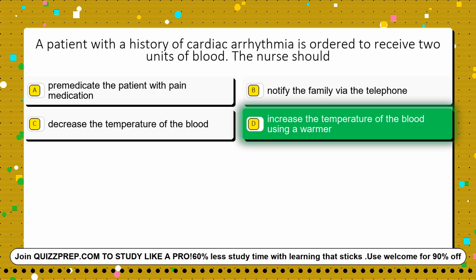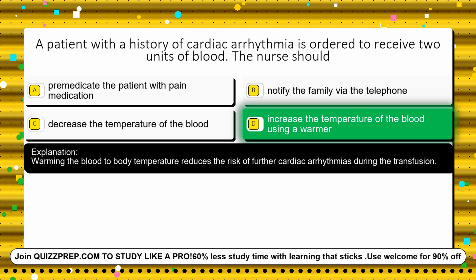The correct answer is option D. Increase the temperature of the blood using a warmer. Warming the blood to body temperature reduces the risk of further cardiac arrhythmias during the transfusion.